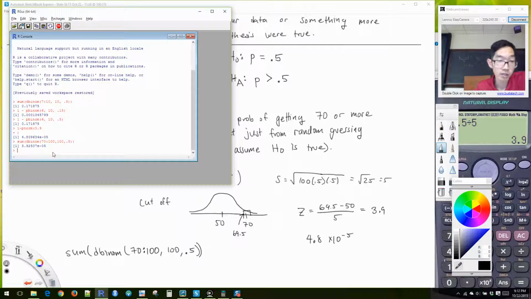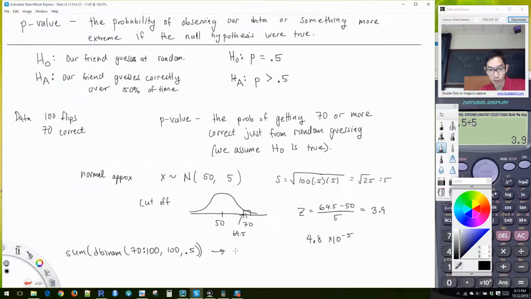Okay, and so this says 3.9 times 10 to the negative 5. So the normal approximation is a little bit generous here. But both basically are saying we have really tiny p-values. So this is 0.000039, which is about 4 in 100,000.